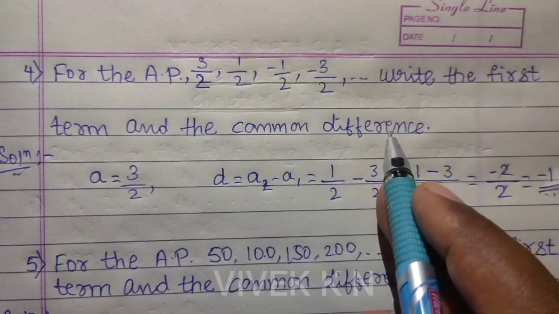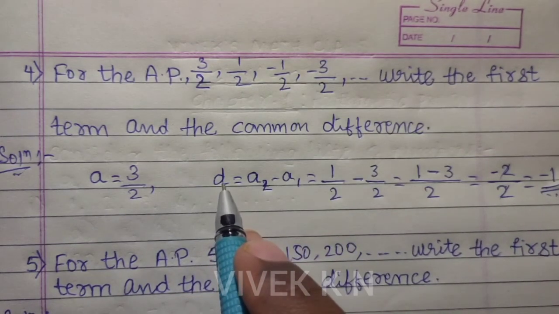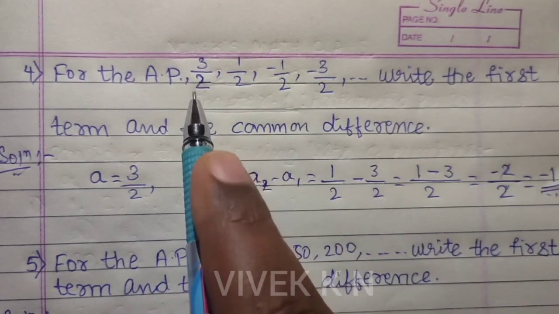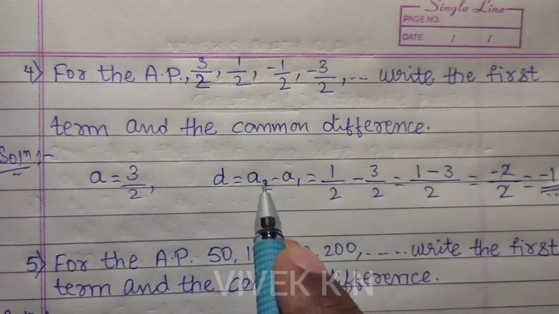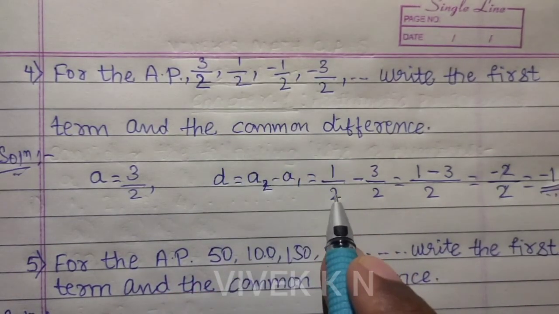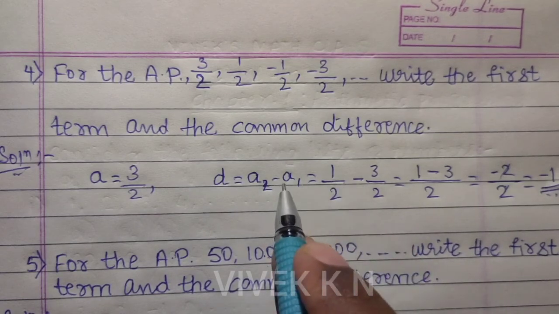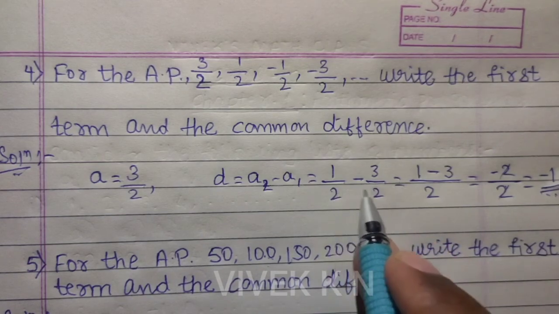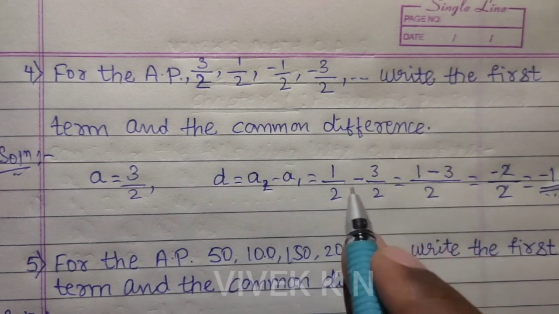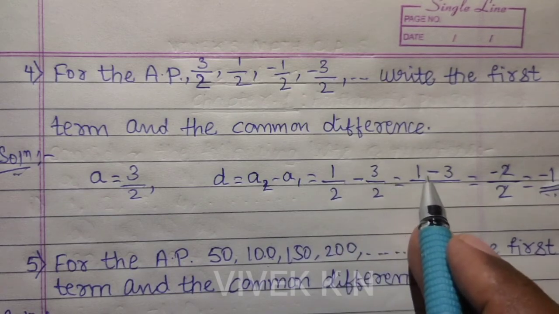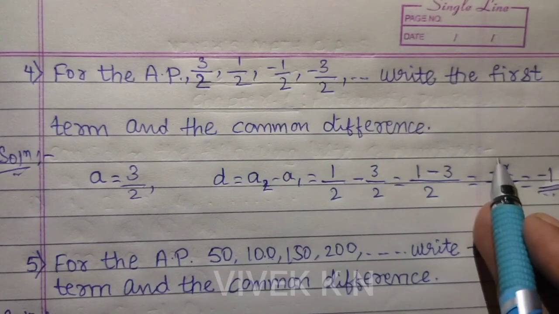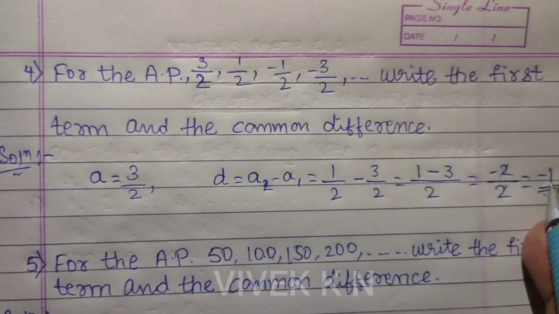Common difference is nothing but small letter d. It can be obtained by subtracting the first term from the second term, that is A2 minus A1. Here what is A2? 1 by 2. 1 by 2 minus A1, 3 by 2, equals, LCM of 2 and 2 is 2. Then 1 minus 3 equals minus 2. 2 gets cancelled and the remaining term is 1, that is minus 1.